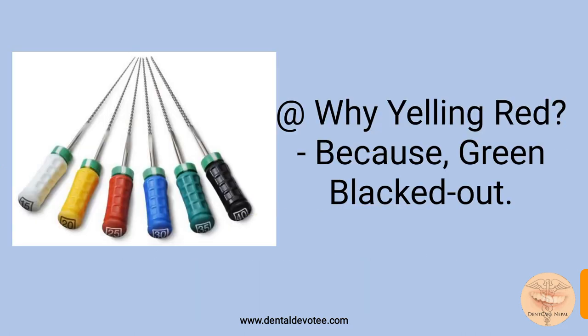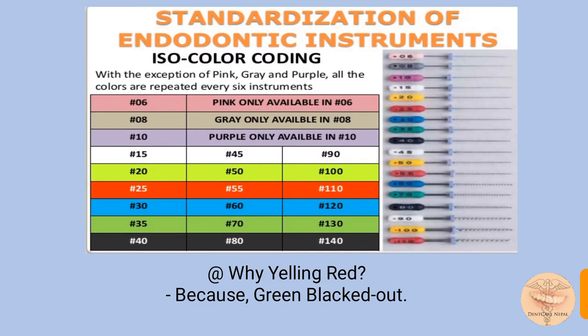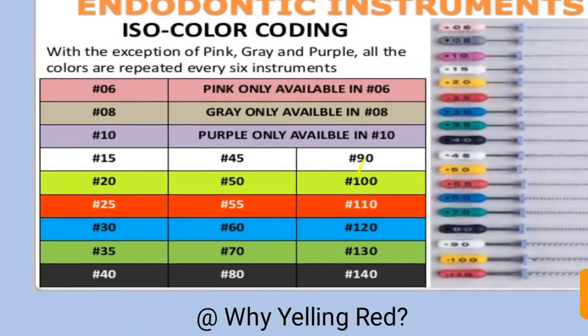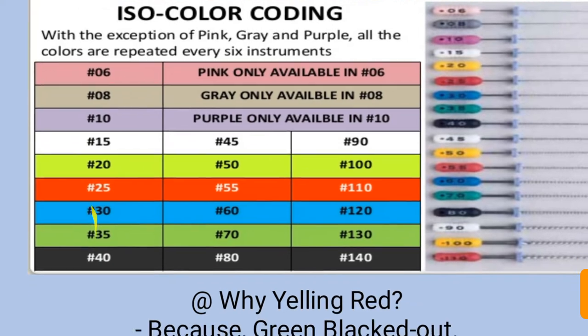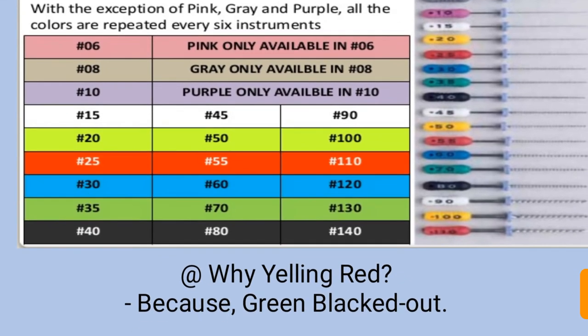So let's see. Why means white, yelling yellow, Red is red, because blue, Green is green, and blacked is black. Fantastic. Let's revise it once again. From 6 to 10, pink, gray, and purple. From 15 onwards, in every 6, the color coding is repeated: white, yellow, red, blue, green, black.